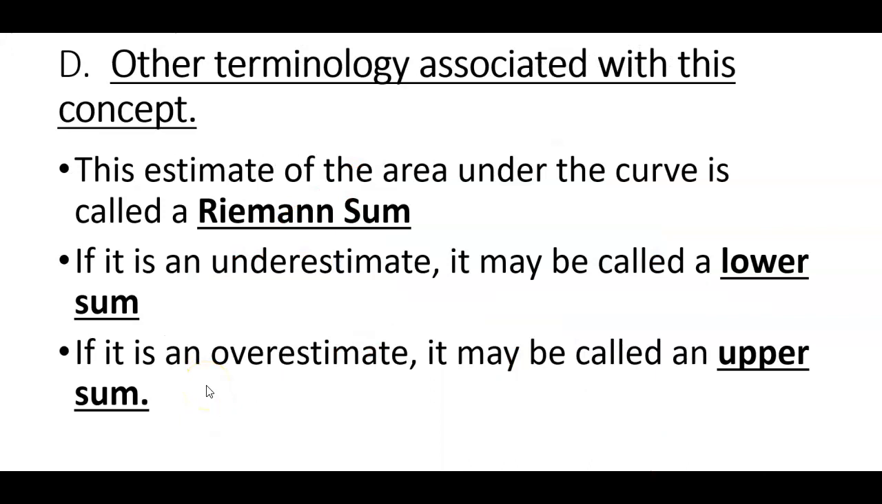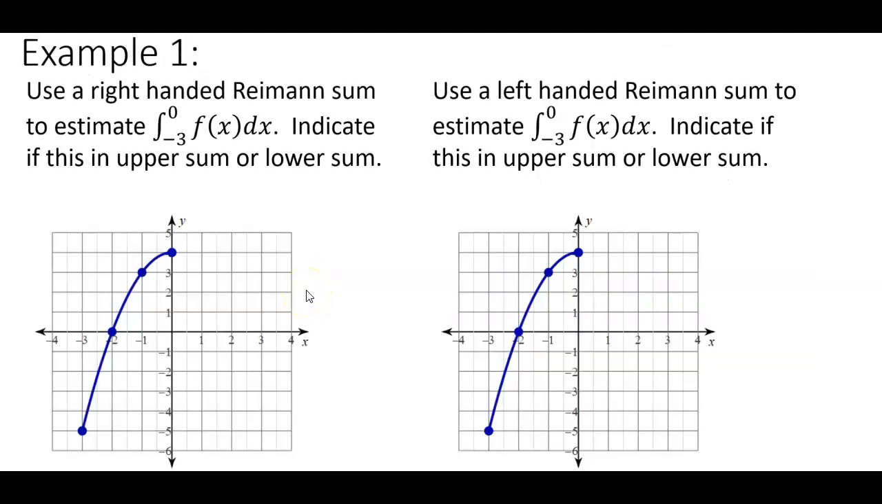Proceeding onwards. Sometimes they call underestimates lower sums. Sometimes they call overestimates upper sums. I'm just going to say underestimate and overestimate, but just be aware of the vocabulary there. And this process of adding little miniature pieces of geometric shapes under a curve and adding them all together is called a Riemann sum, named after the guy who kind of founded the whole principle.